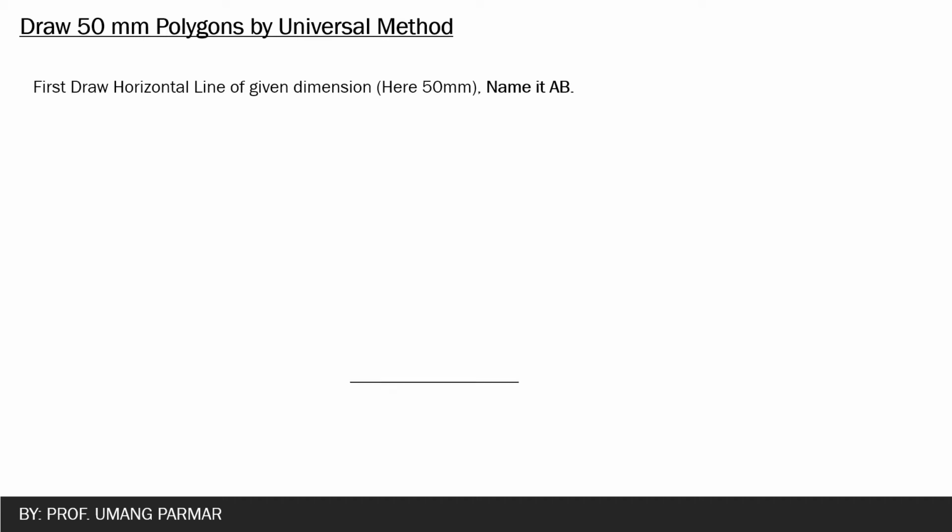Our first step in this method is to draw a horizontal line of the given dimension. Here the dimension is given as 50 mm. So we will draw the 50 mm horizontal line. This is our 50 mm horizontal line and we are naming it AB.